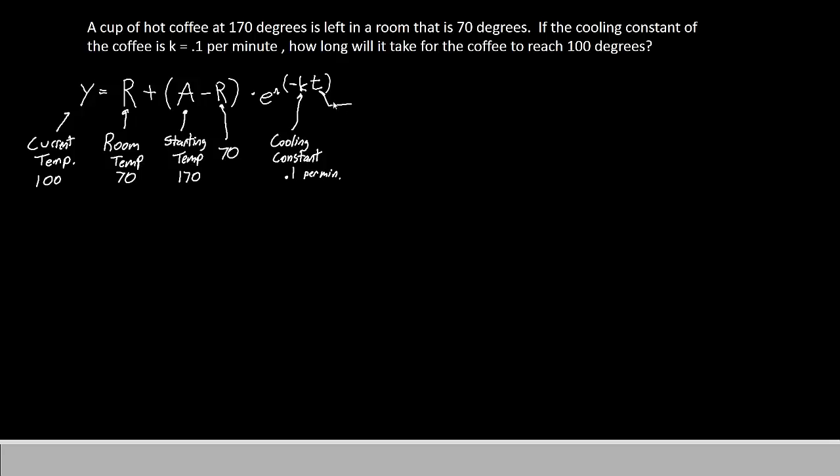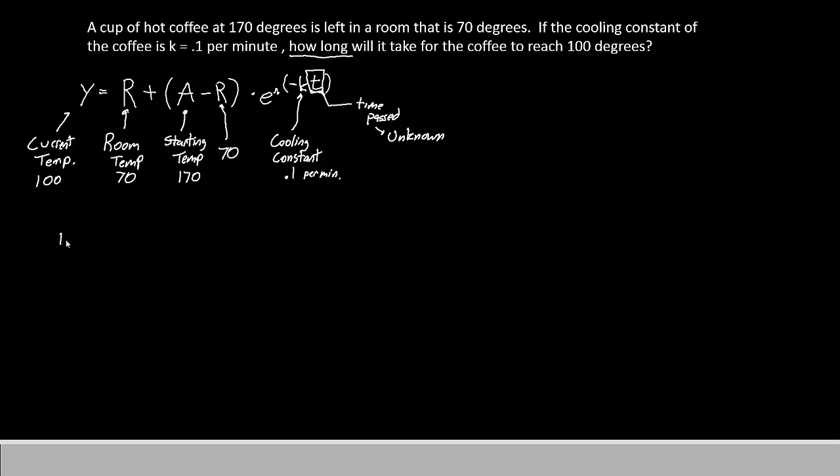Now the t represents how much time has passed. And our question asked us, how long does this take? So that means the time that's passed is unknown. We'll box it in. Alright, now that we know what all the letters mean, let's start replacing them.